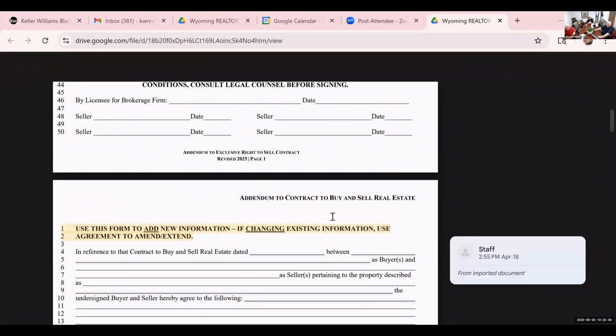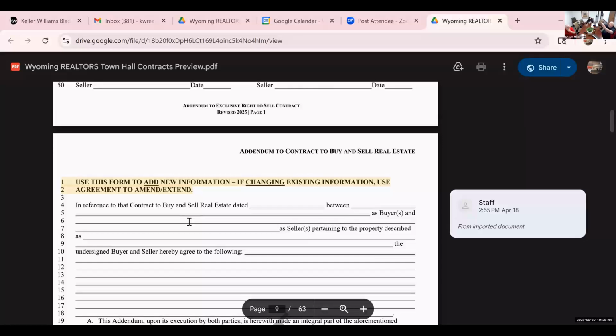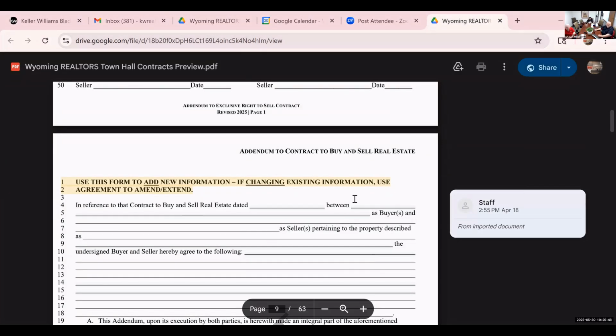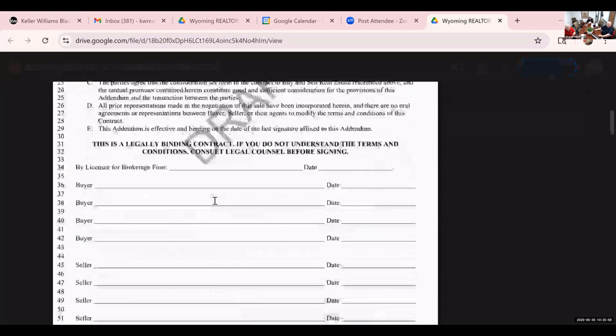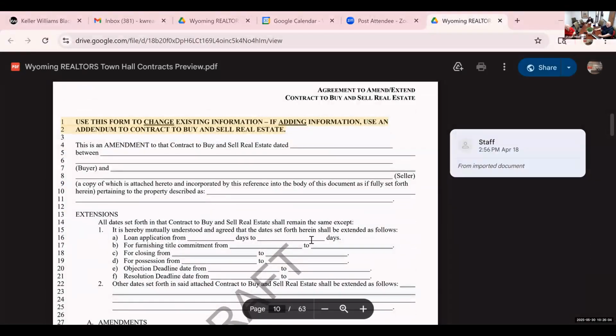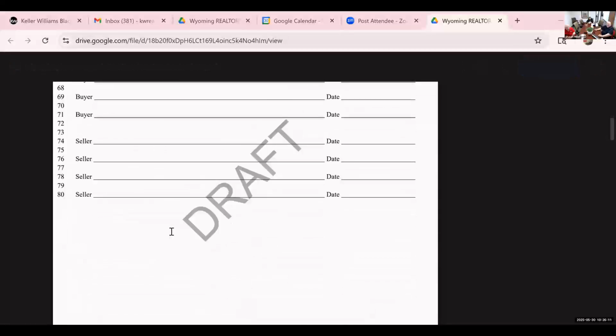So this is the addendum to the contract to buy and sell, same kind of thing. This used to be this big crazy one that was all blank. So it just gives you an ability to tie it in and do an addendum. And this language should still be on there, I believe: use this form to add new information; if changing existing information, use an agreement to amend or extend. The agreement to amend and extend still gives you all of these options to check, which I know makes it easier.